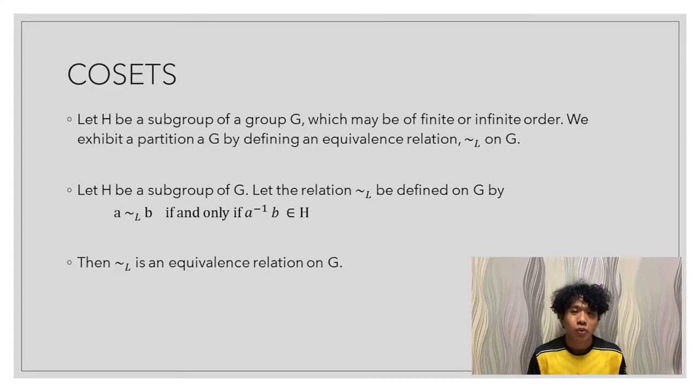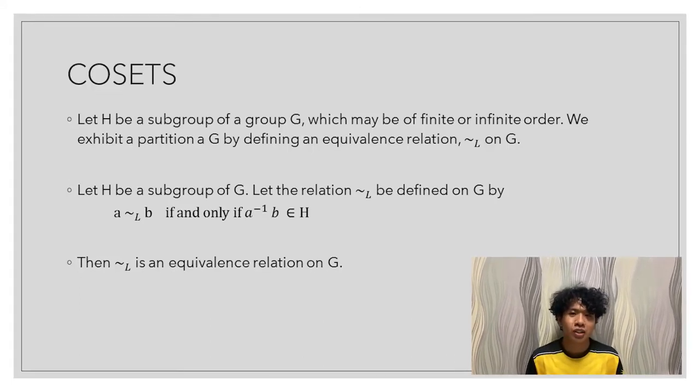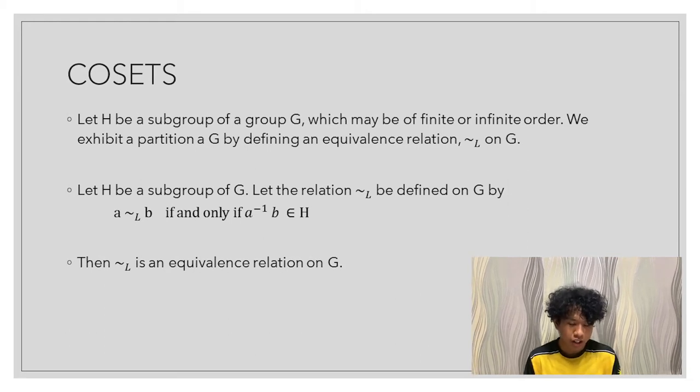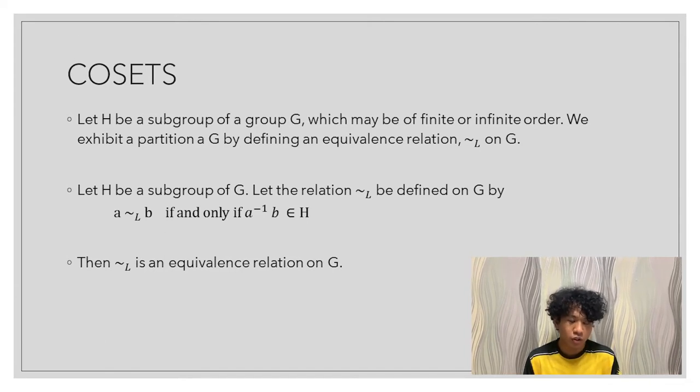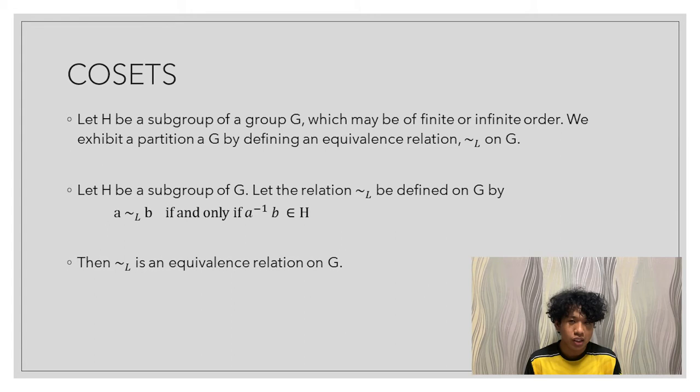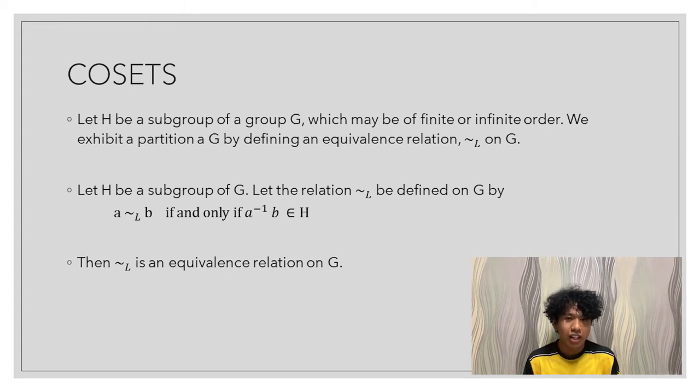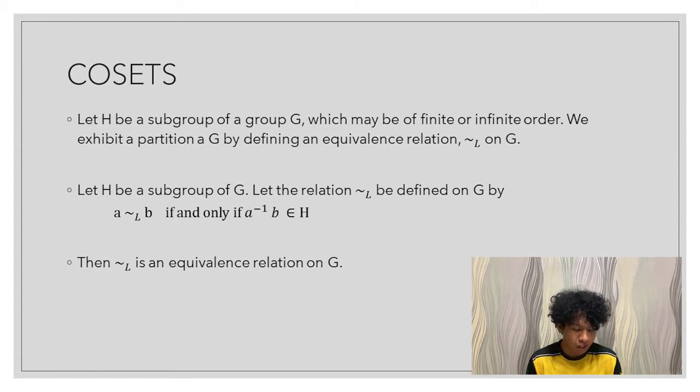Today, we will present about one of the sections in algebraic structures, which is cosets. Let H be a subgroup of a group G, which may be of finite or infinite order. We exhibit a partition of G by defining an equivalence relation on G. The theorem says, let H be a subgroup of G. Let the relation be defined on G by a ~ b if and only if a inverse b is an element of H. Then the relation is an equivalence relation on G.